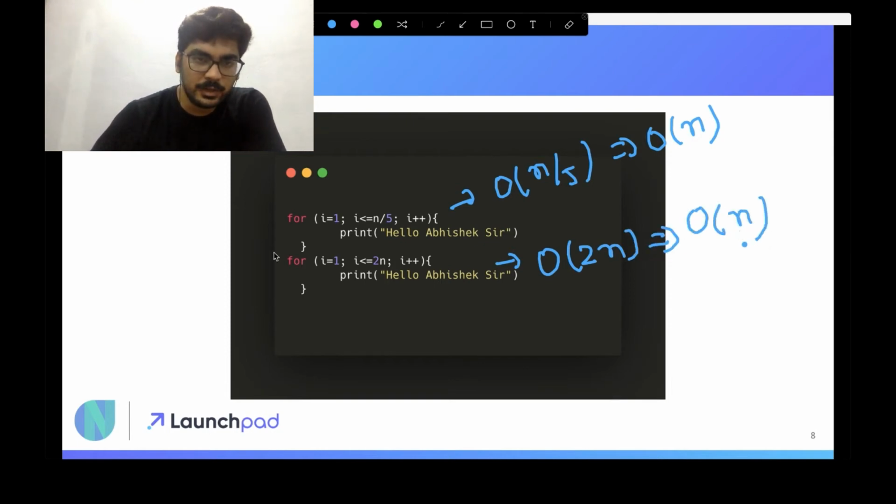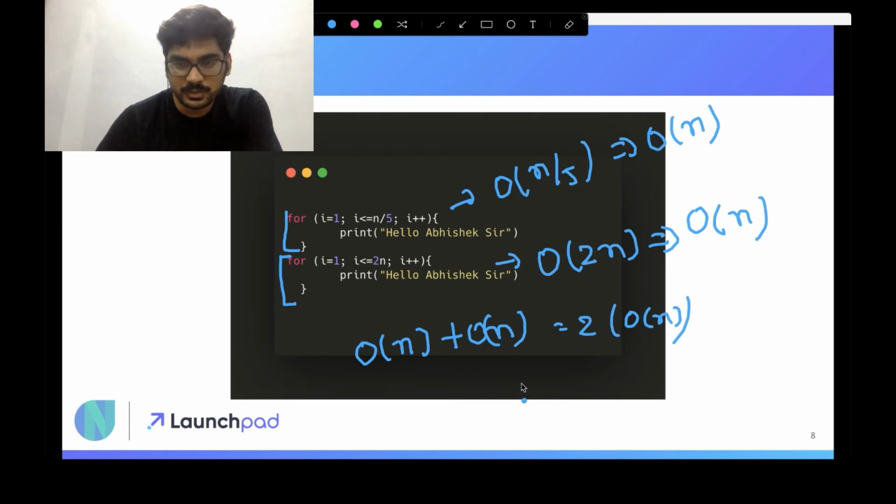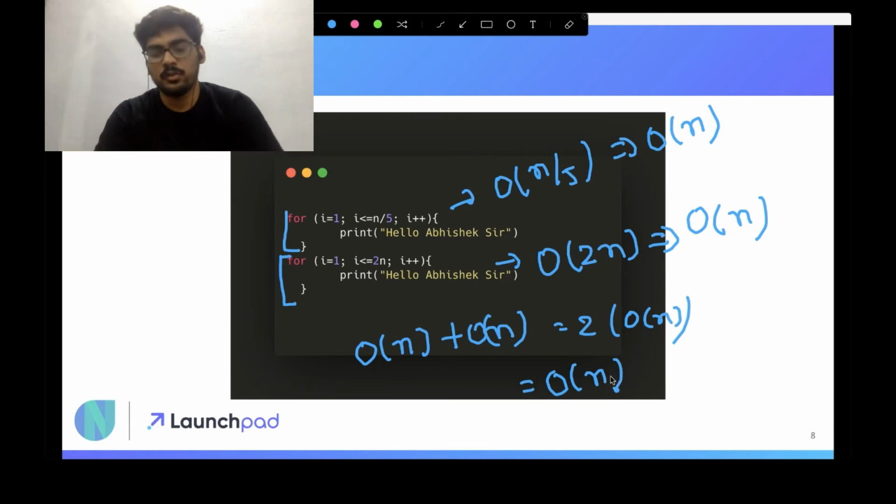Now see, these are separate loops. This loop will first execute, then this loop will execute. So what is the total time that this program will take? O(n) plus O(n), which will be 2 O(n), right? So basically, multiplying n by a constant, or dividing by any constant, it will still be O(n). So the complexity of this code is O(n), right?